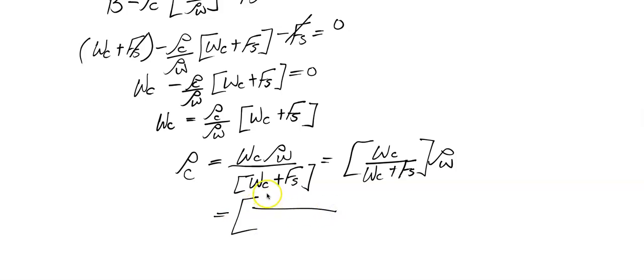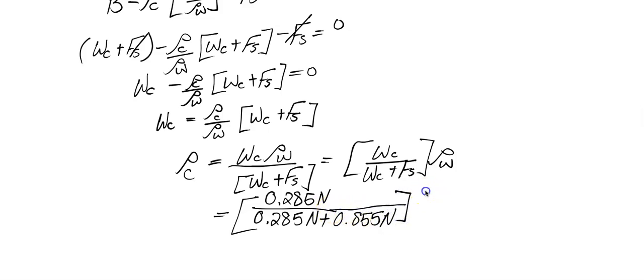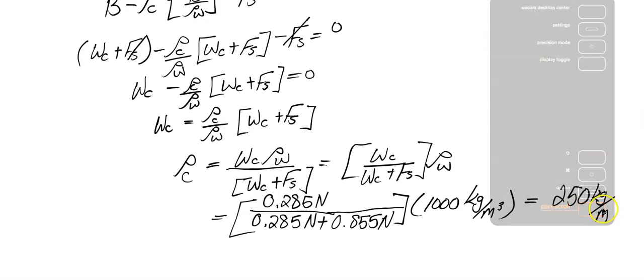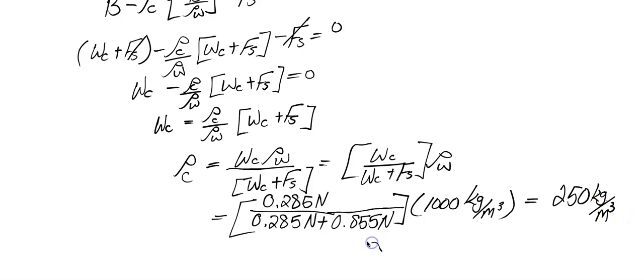we get the following. We're given that the weight of the cork is 0.285 newtons, so 0.285 newtons over 0.285 plus 0.855 newtons for the reading on the spring, times the density of water, which is 1,000 kilograms per meter cubed. This gives us a density of the cork to be 250 kilograms per meter cubed.